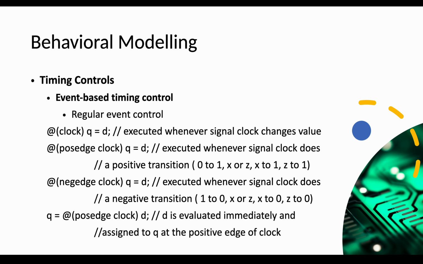The next one is @(negedge clock) Q = D. This is executed when the clock signal does a negative transition. And Q = @(posedge clock) D: D is evaluated immediately and assigned to Q at the positive edge of the clock. That is the difference between @(posedge clock) Q = D and Q = @(posedge clock) D.